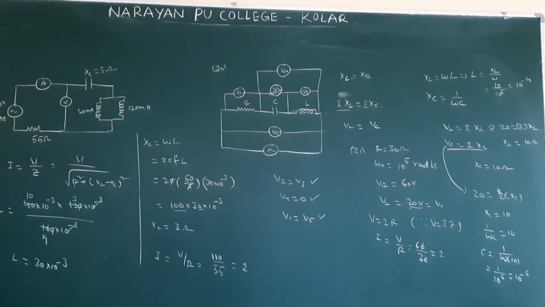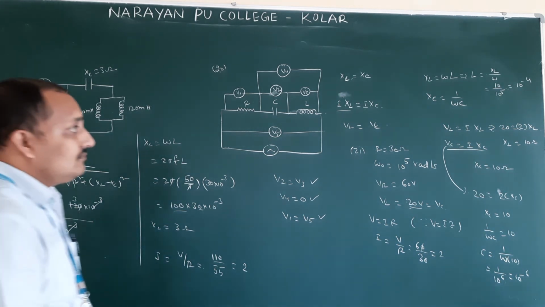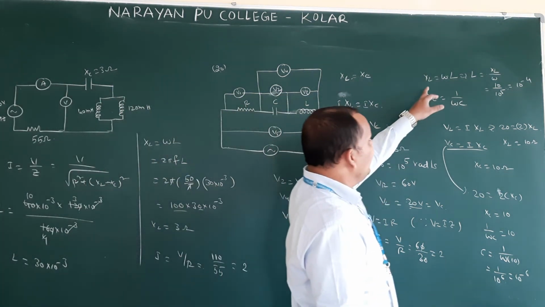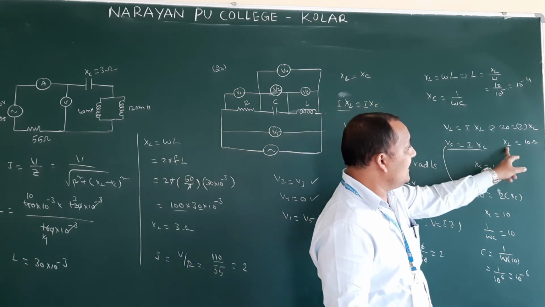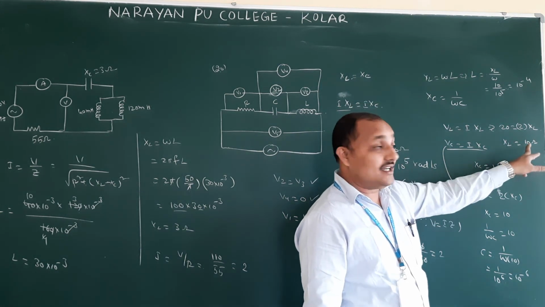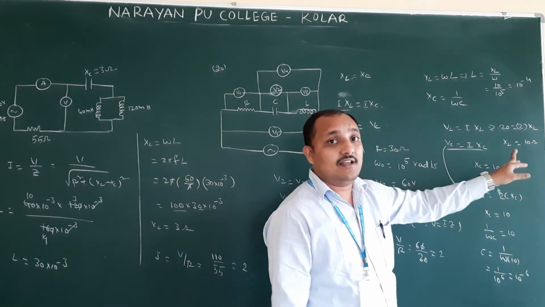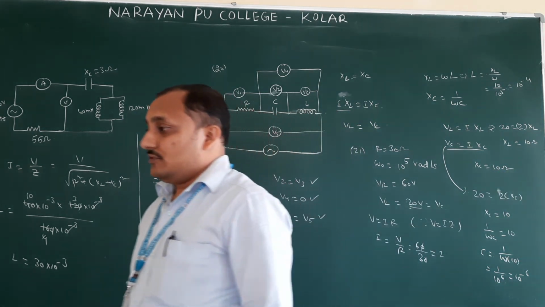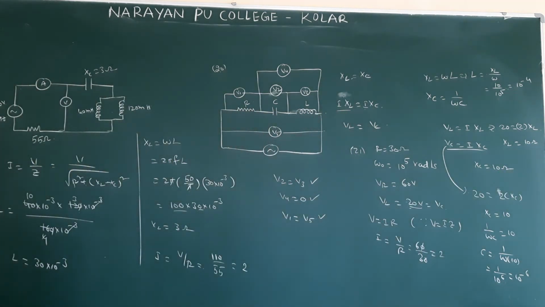Next, capacitive reactance XC. XL is how much? XL is 10. XC also same. Why? Because at resonance both will be same. So XC value is 10 ohms. Therefore 1 and 3 are correct. 1 and 3 which option? Second option is correct. Understood?